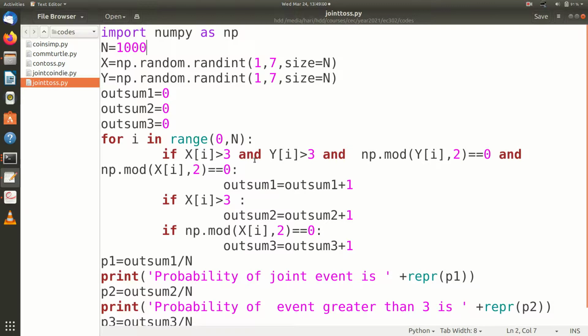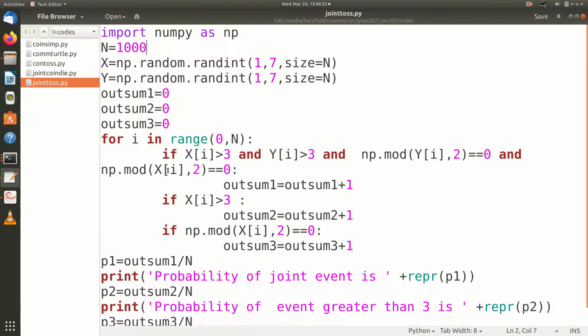So one event is this, that is if xi is greater than 3 and yi greater than 3 simultaneously. Both these outputs should be greater than 3, and these are logical AND operations, so all conditions should be met. And np.mod is a modulo arithmetic operation, mod y. That means if yi is an even number, then this will be 0.